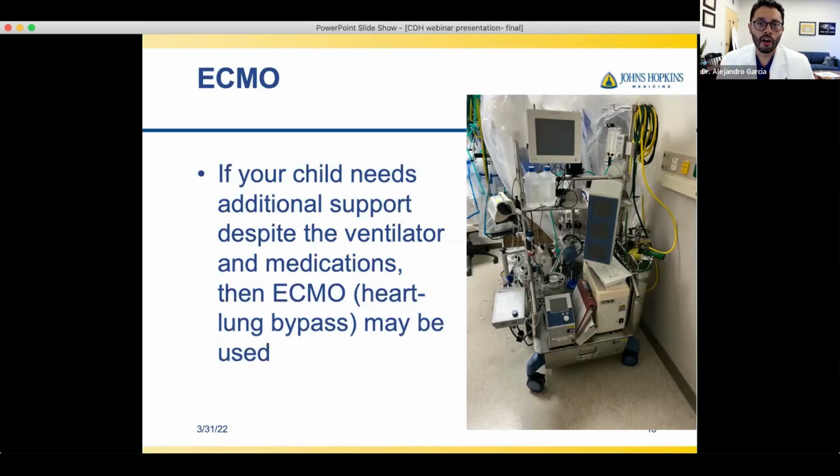Unfortunately, if the lungs or the heart continue to be stressed and go beyond our limitations of what we can offer, then we would offer ECMO, which is a heart-lung bypass machine that you can see here in this picture. This will provide an opportunity for us to rest the heart and the lungs while we continue to support your baby through this process.